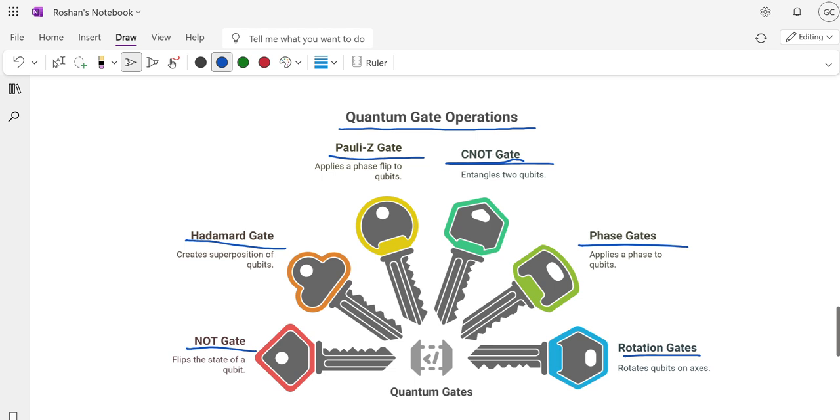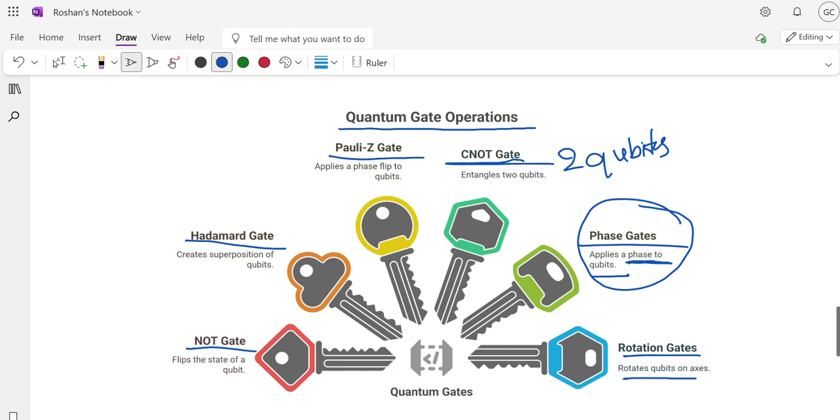Now what happens in the CNOT gate? It entangles two qubits. That means we are going to work on two qubits in the CNOT gate. Phase gates apply a phase to qubits. This is a quite interesting topic. We'll see the phase gate in the next lecture. Then rotation gates rotate qubits on an axis, so we'll have the x-axis, y-axis, z-axis. We'll apply each gate and understand what happens in each. It's actually rotational x, rotational y, rotational z.